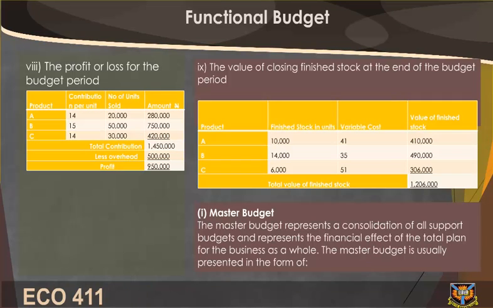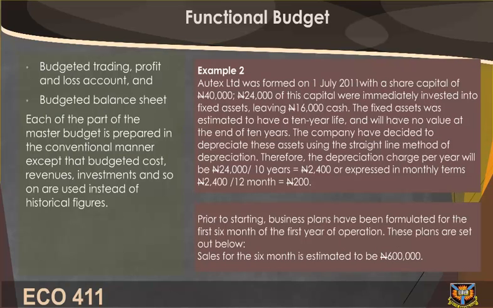Master budget. The master budget represents a consolidation of all support budgets and presents the financial effect of the total plan for the business as a whole. The master budget is usually presented in the form of a budgeted trading profit and loss account and budgeted balance sheet.